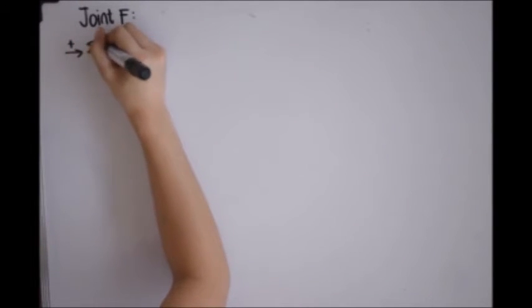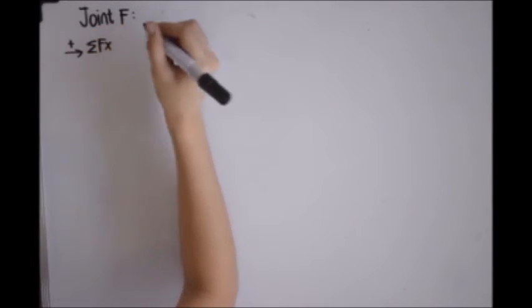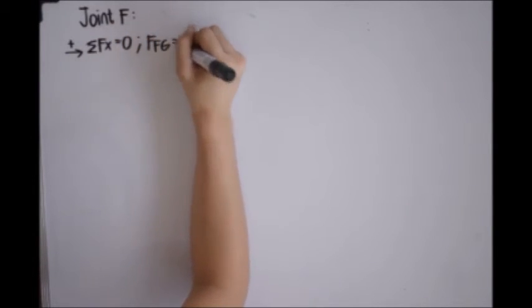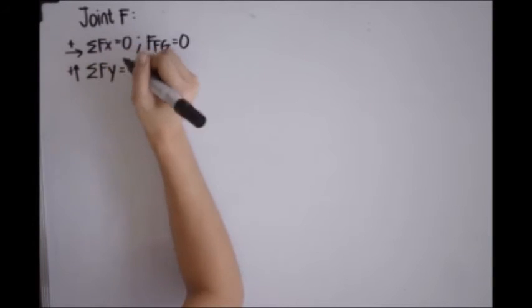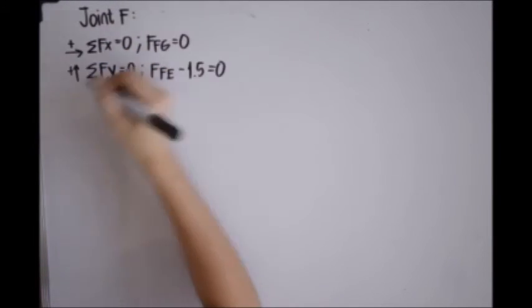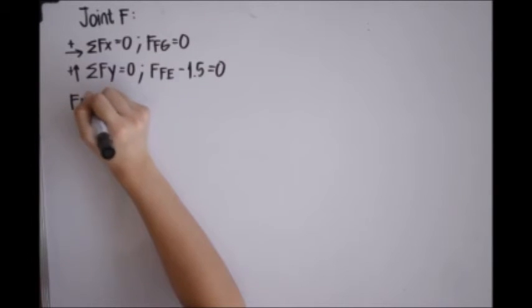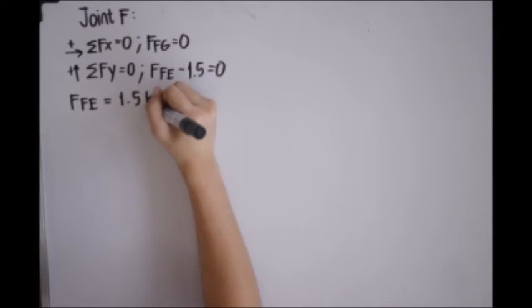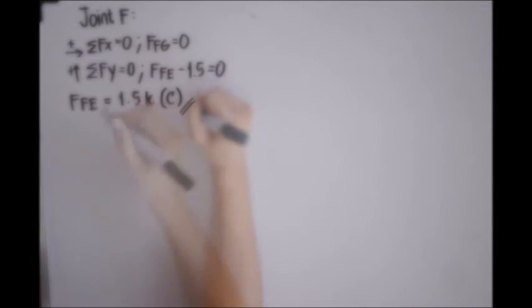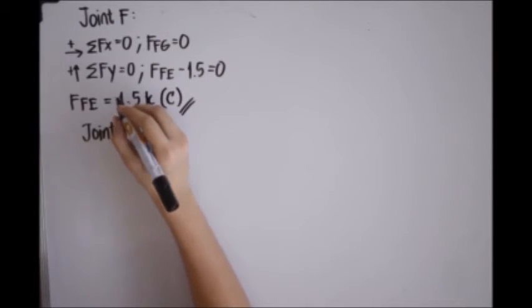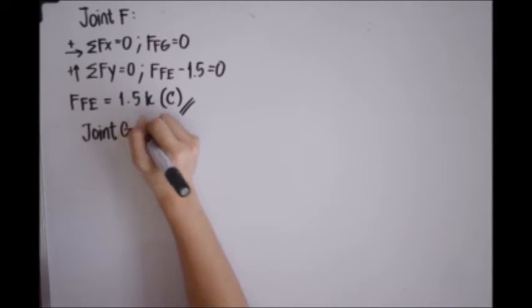Then isolate joint F. So, summation f of x is equals to 0. F of fg is equals to 0. Summation of f of y is equals to 0. F of fe minus 1.5 is equals to 0. So, ang f of fe natin will be 1.5K, which is in compression. After this, i-isolate naman natin yung joint G.